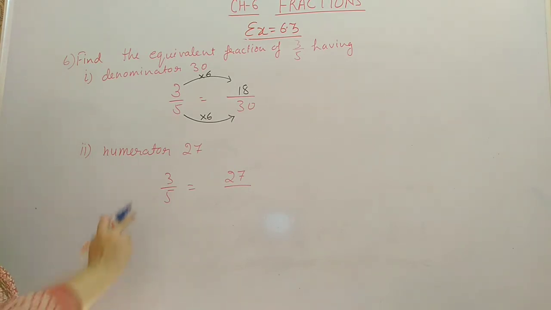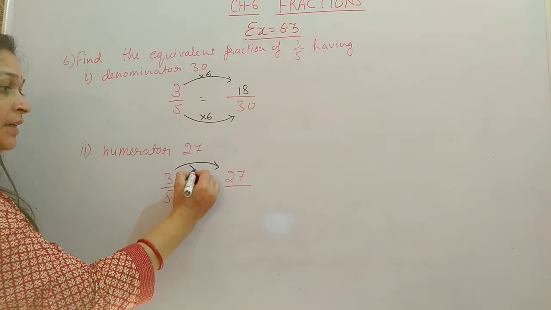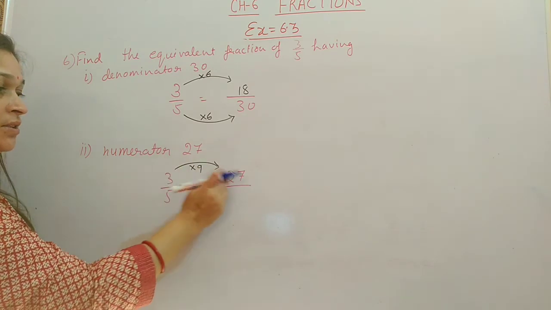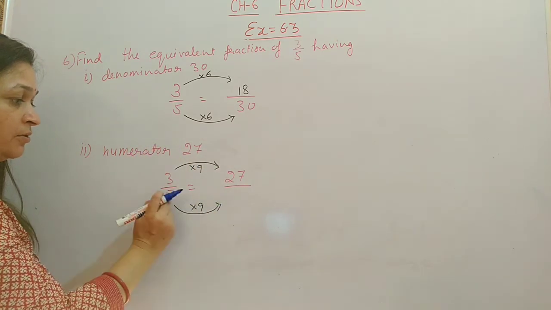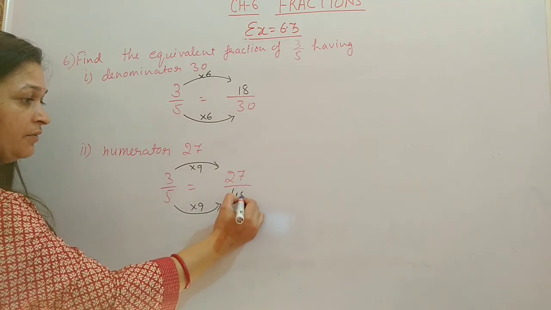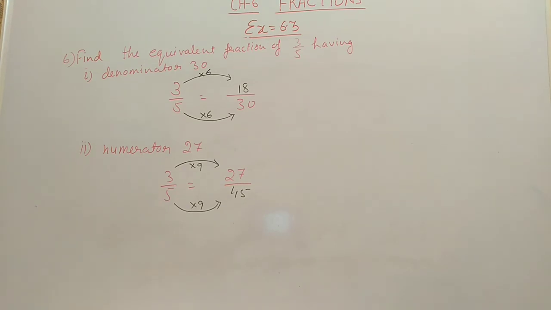Second part, we have numerator 27. So we are getting numerator 27 after multiplication with 9. 3 9s are 27. So the same number we have to multiply down also. 5 9s are 45. So the answer will be 27 by 45.